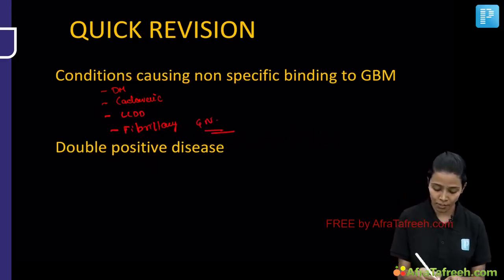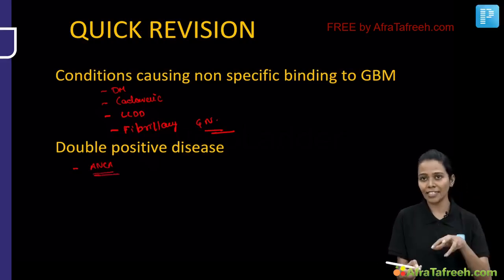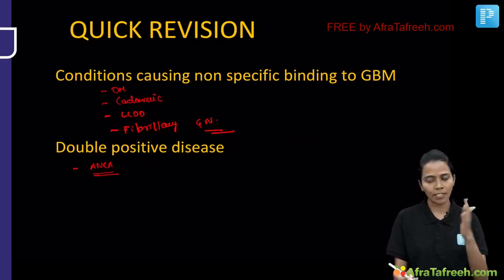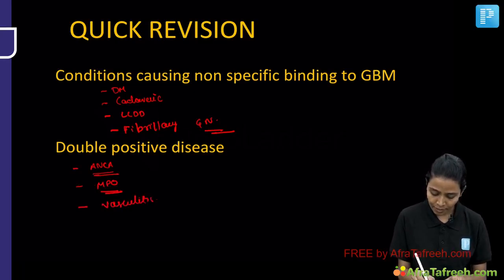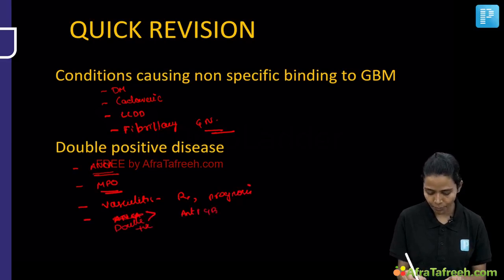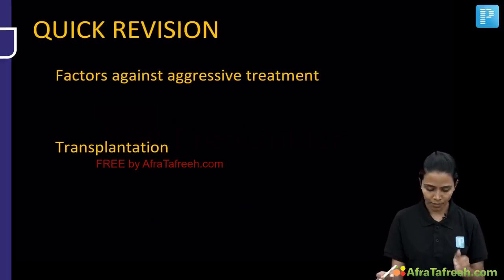Double positive disease. This is when ANCA is positive along with anti-GBM. Generally, ANCA is the primary disease which is exposing the GBM, which again develops anti-GBM disease and causes the condition. Generally, the ANCA that we see is MPO ANCA. And here you have to treat it like vasculitis. The treatment and prognosis are like vasculitis. Prognosis is better in double positive when compared to anti-GBM. So this is with respect to double positive disease.